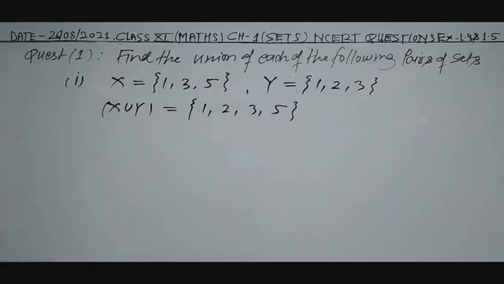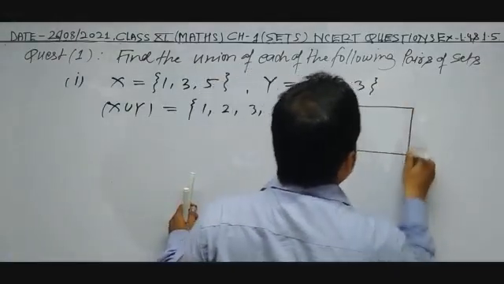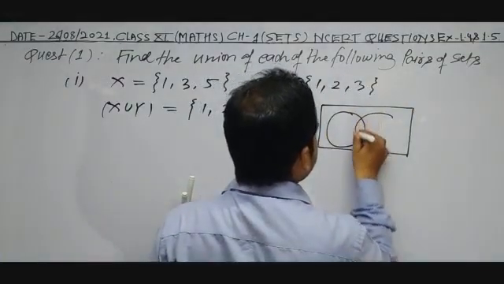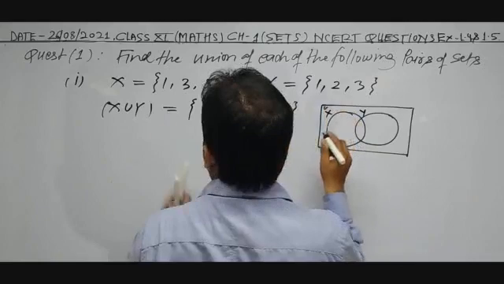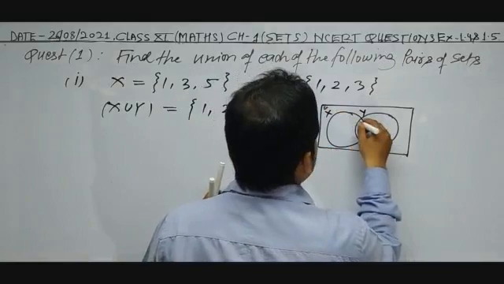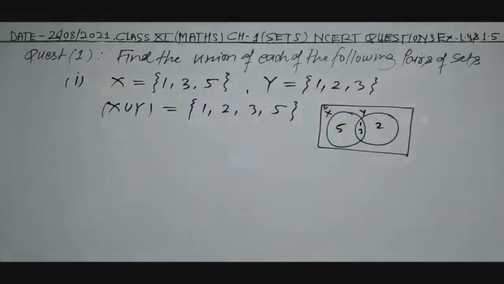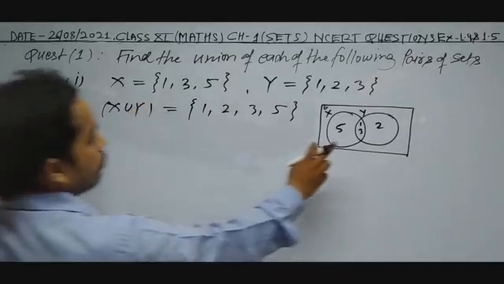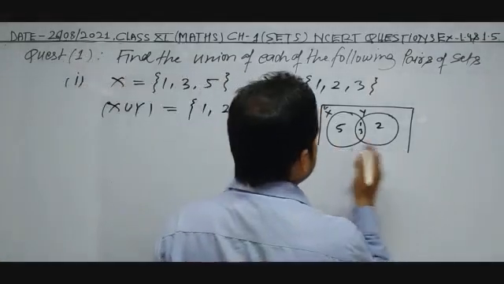And when you see the Venn diagram representation, this is X, this is Y, this is suppose U, and 1, 3, 5 here, and 1, 3 common, and this is 2. So 1 and 3 are common in both X and Y. So these will be the intersection elements, 1, 3.